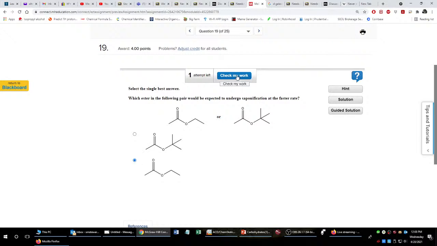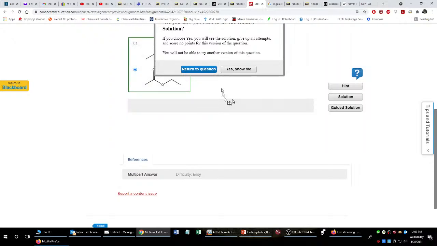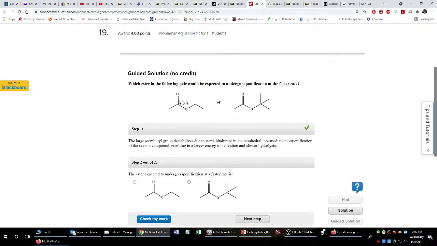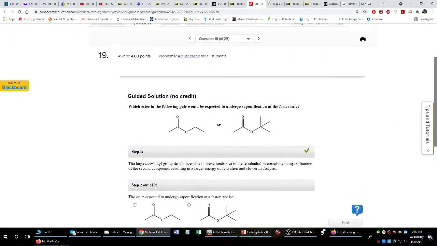So they're saying that one's more stable. A large tert-butyl group destabilizes due to steric hindrance in the tetrahedral intermediate in the saponification of the second compound, resulting in a... Okay. So what their argument here is that because of this big bulky group, it's harder for it to participate in any types of reactions because of steric hindrance than it is something like this. I would be more curious about the thermodynamics, but apparently that's what they're arguing.